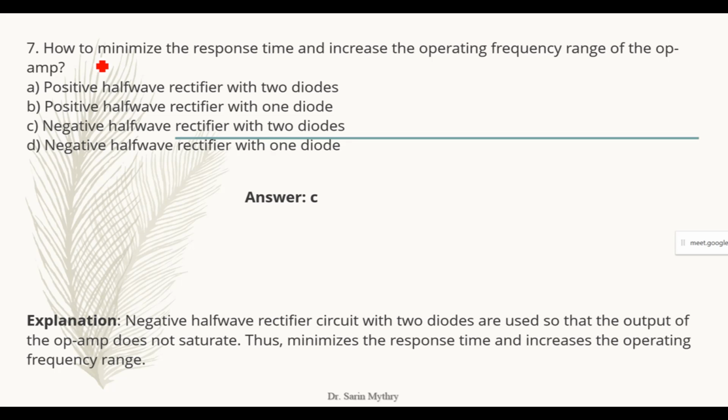That's why we use a negative half wave rectifier with 2 diodes. Whenever one diode is off, the other comes to help keep the circuit in active mode. Even if one diode is reverse biased, the other is forward biased, and it helps the circuit stay in active mode. So your answer C is the correct one.